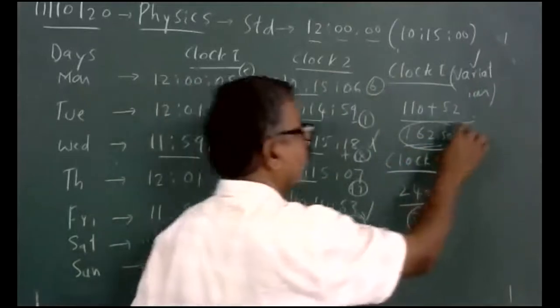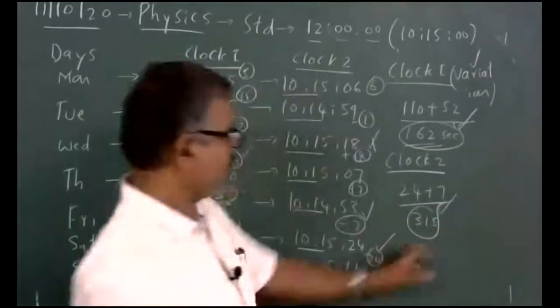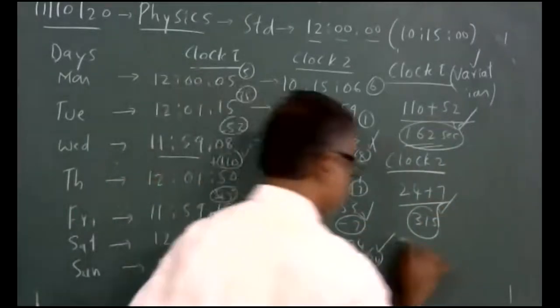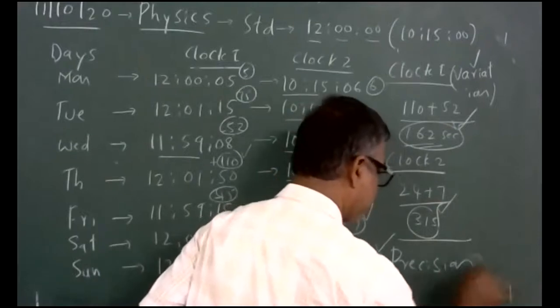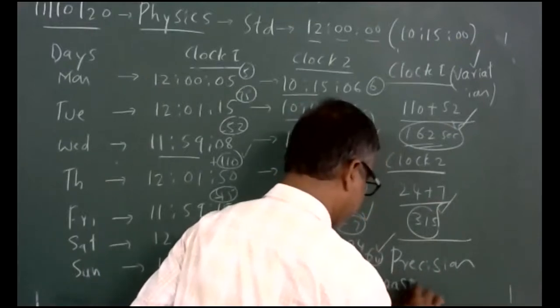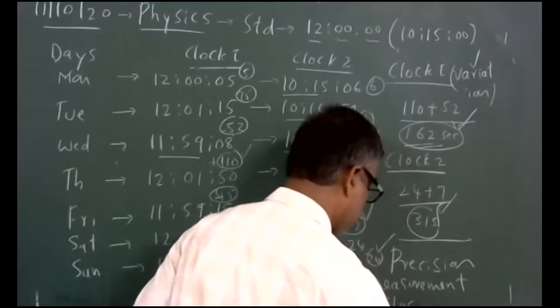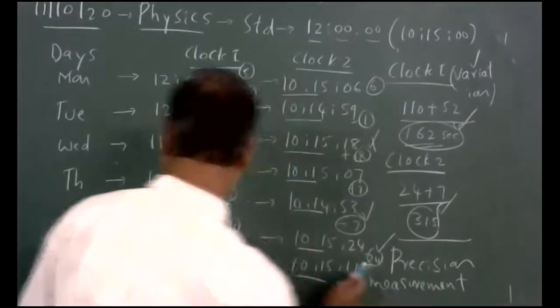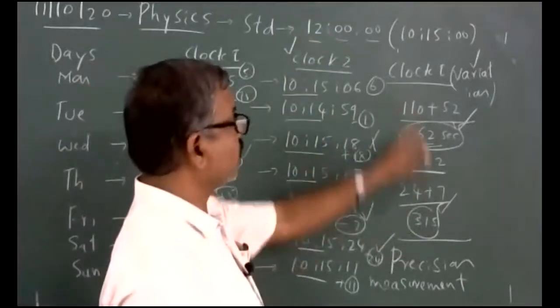clock 1 variation is showing 162 seconds. Clock 2 is showing 31 seconds. When it comes to variation, clock 2 is good. Hence, for precision measurement, clock 2 is preferred.